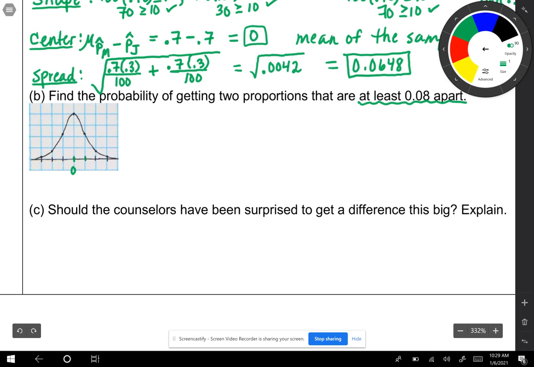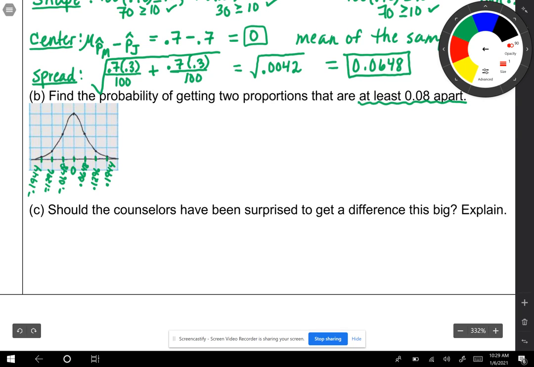So one standard deviation above the mean is 0.0648. 2 would be 0.0648 plus 0.0648 again, so it would be 0.1296. And 3 would be 0.1944. Do that on the other side as well. So that would be negative 0.0648, and this would be negative 0.1296, and this would be negative 0.1944.